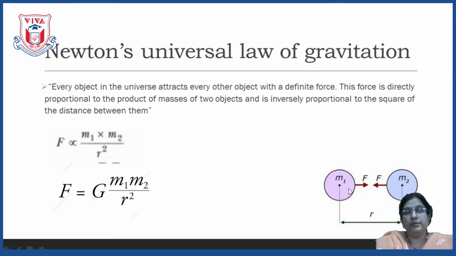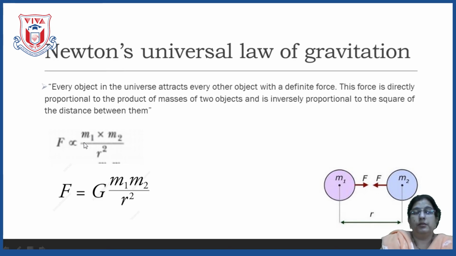Now, if one quantity is increasing and the other is decreasing, it is surely an inverse proportion. So, how can we write the mathematical expression of this law made by Newton? The force acting in between two objects is directly proportional to the product of the masses of them.